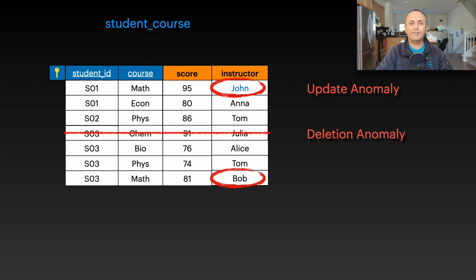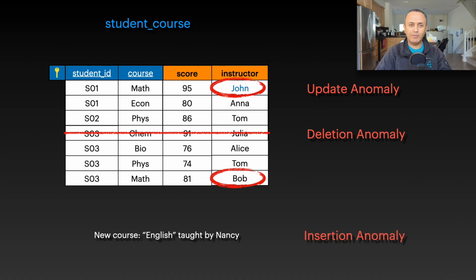Another problem is, what if we want to add a new course? Let's say we're going to offer an English course taught by Nancy. We cannot insert that course into this table because no students have been enrolled in it yet. And the key here is, the primary key is student ID and course. So as long as there are no students, we cannot insert this data in the table. So this data basically doesn't exist in the database. So we have no record that says that we have this English course taught by Nancy. This is an insertion anomaly. We cannot insert this information.